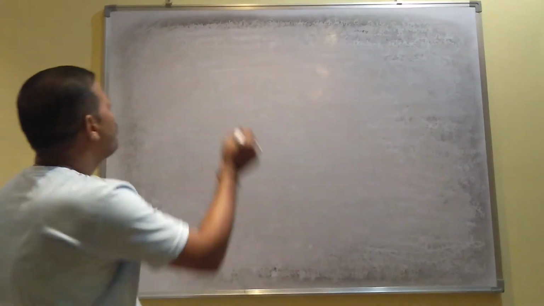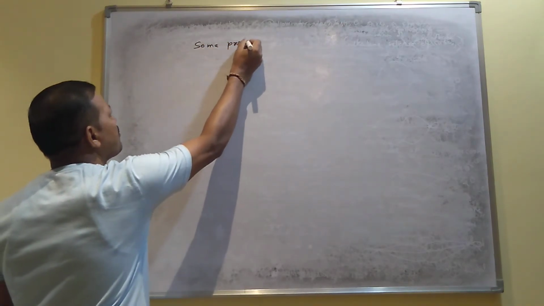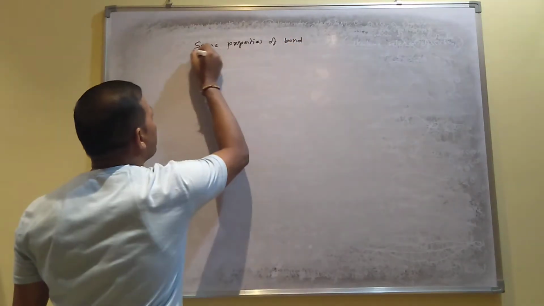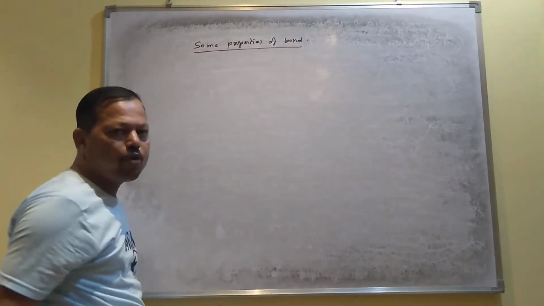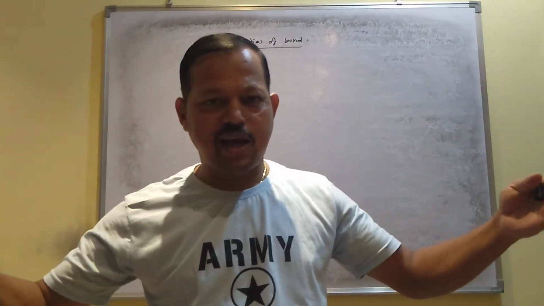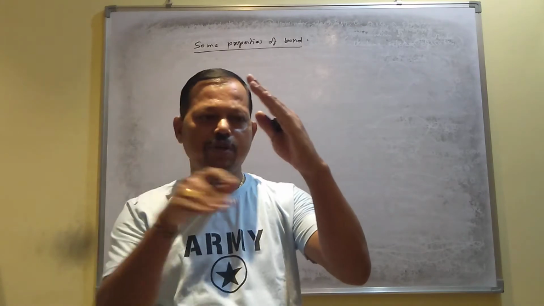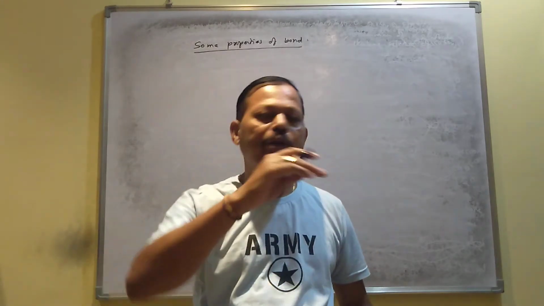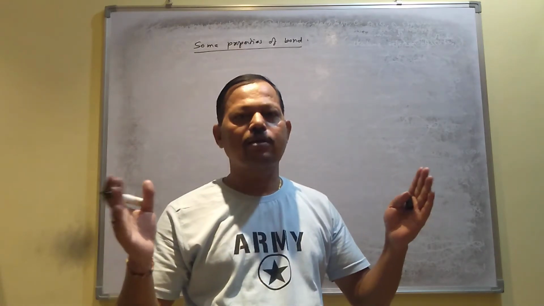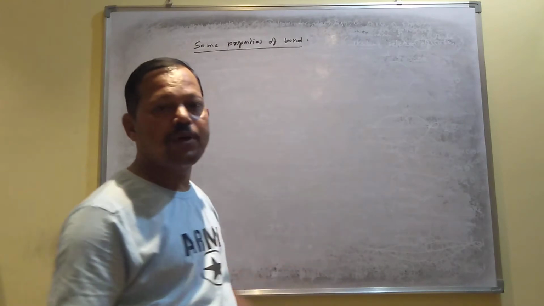So today we will do some properties of bond. Properties of bond means every bond has a definite length, every bond contains some angle between two bonds, every bond has some energy which is called bond energy. So this bond length, bond energy, bond angle, these are called the properties of a bond.